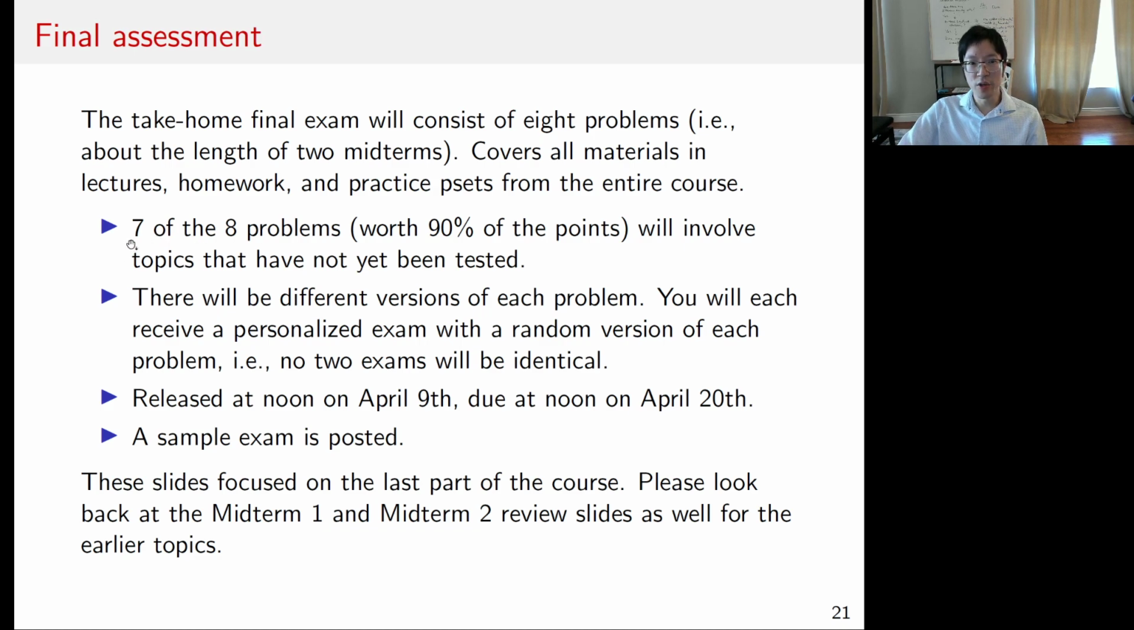So in terms of breakdown, because we already tested you on midterm 1 material, there will be very little on the early stuff. So 7 of the 8 problems, so 90% of it, will involve the topics that have not yet been tested. And also, as noted, there will be different versions of each question. So you'll each get a random selection among the variants of each problem. Okay, so there are 8 of them, and so if you exponentiate, you realize that there is no chance that any 2 exams will actually be identical.